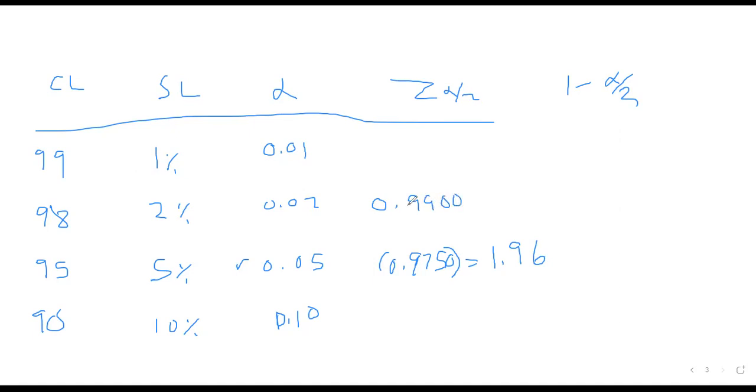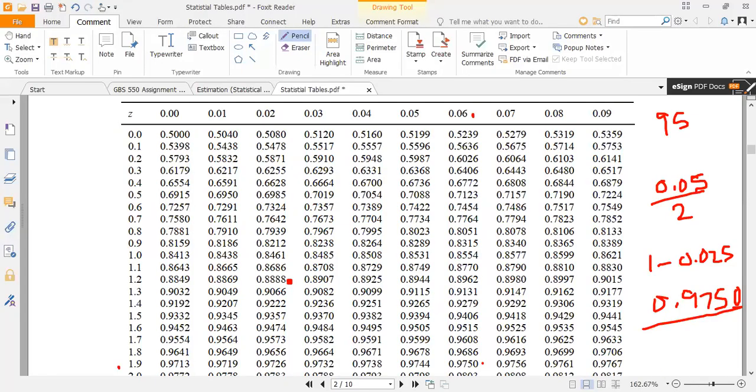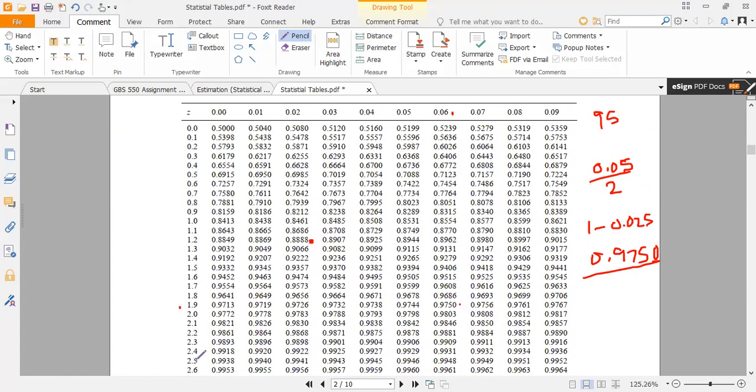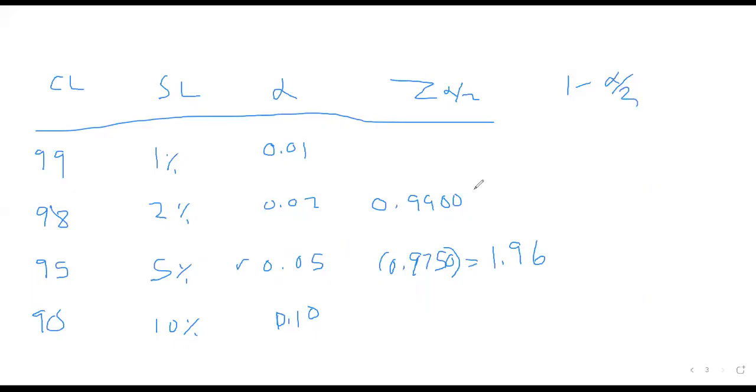0.9900. Then we check inside the table corresponding. Which one is corresponding? So which one is closest? Sometimes it may not be the exact one, but the closest one is here. 2.33. So this is Z is equal to 2.33.